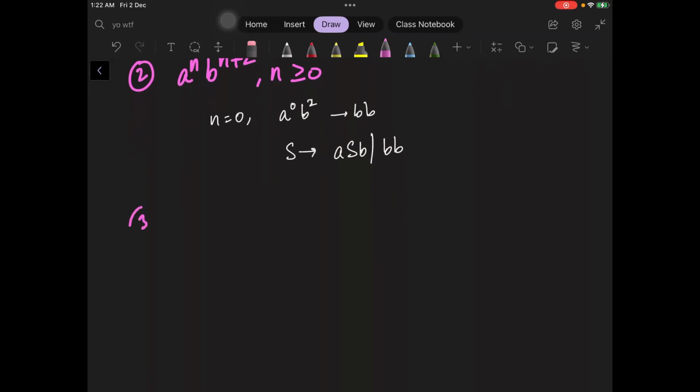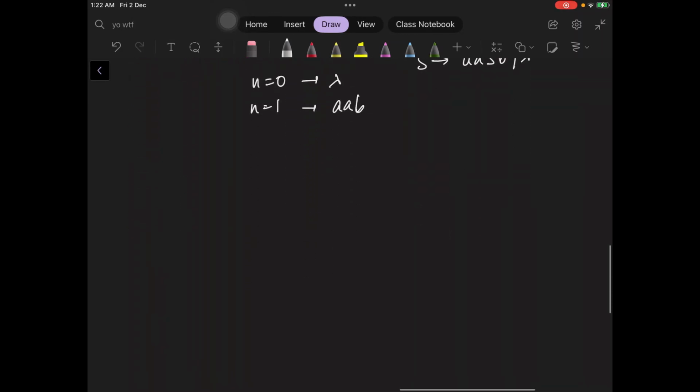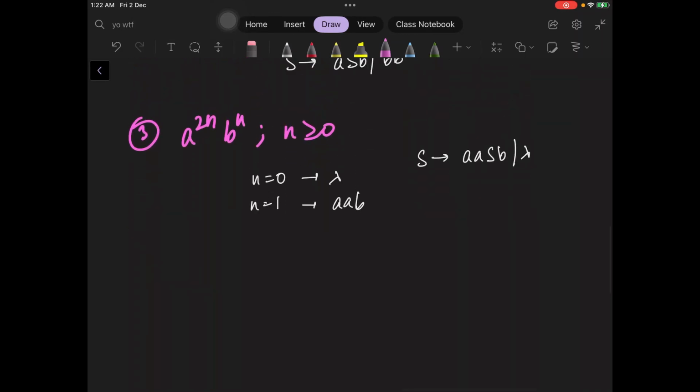For the third one, let's now assume A raised to 2n, B raised to n, such that n is greater than or equal to 0. In this, again, if you take n is equal to 0, you'd get lambda. But if you take n is equal to 1, you're going to get AAB, right? So that's why our language will be AASB or lambda, so that the shortest one is still lambda, but then you're also getting double.